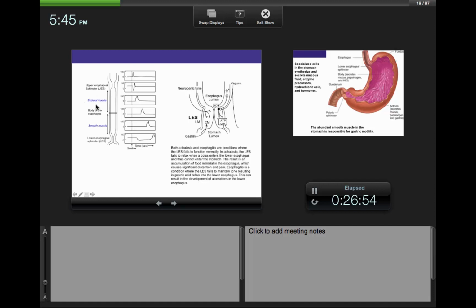But skeletal muscle is the upper part, smooth muscle below. All right, so now let's concentrate on the lower esophageal sphincter. There are two different diseases that I want you guys to know for sure.